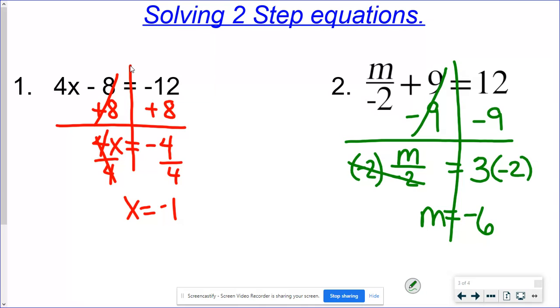Now, I didn't check the first equation, but we could certainly check any of these. Again, it's just a substitution. If I would put that negative 6 right here for the m, I would have negative 6 divided by negative 2, which is positive 3, and 3 plus 9, yes, that is equal to 12.